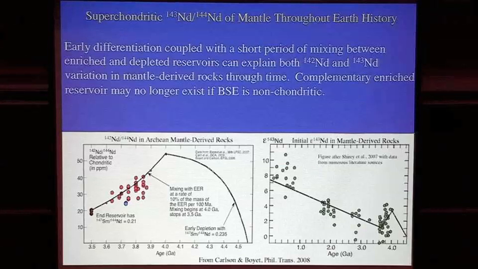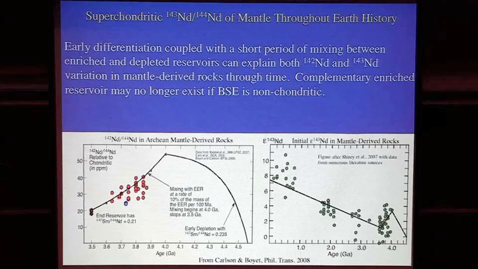This is a series of rocks from Isua from a number of workers. Most of this data is actually from Vicki Bennett. What you see is this is the modern terrestrial value here at 20 parts per million above chondritic. So you see these values here that are even higher. There is some suggestion that they decline with time.